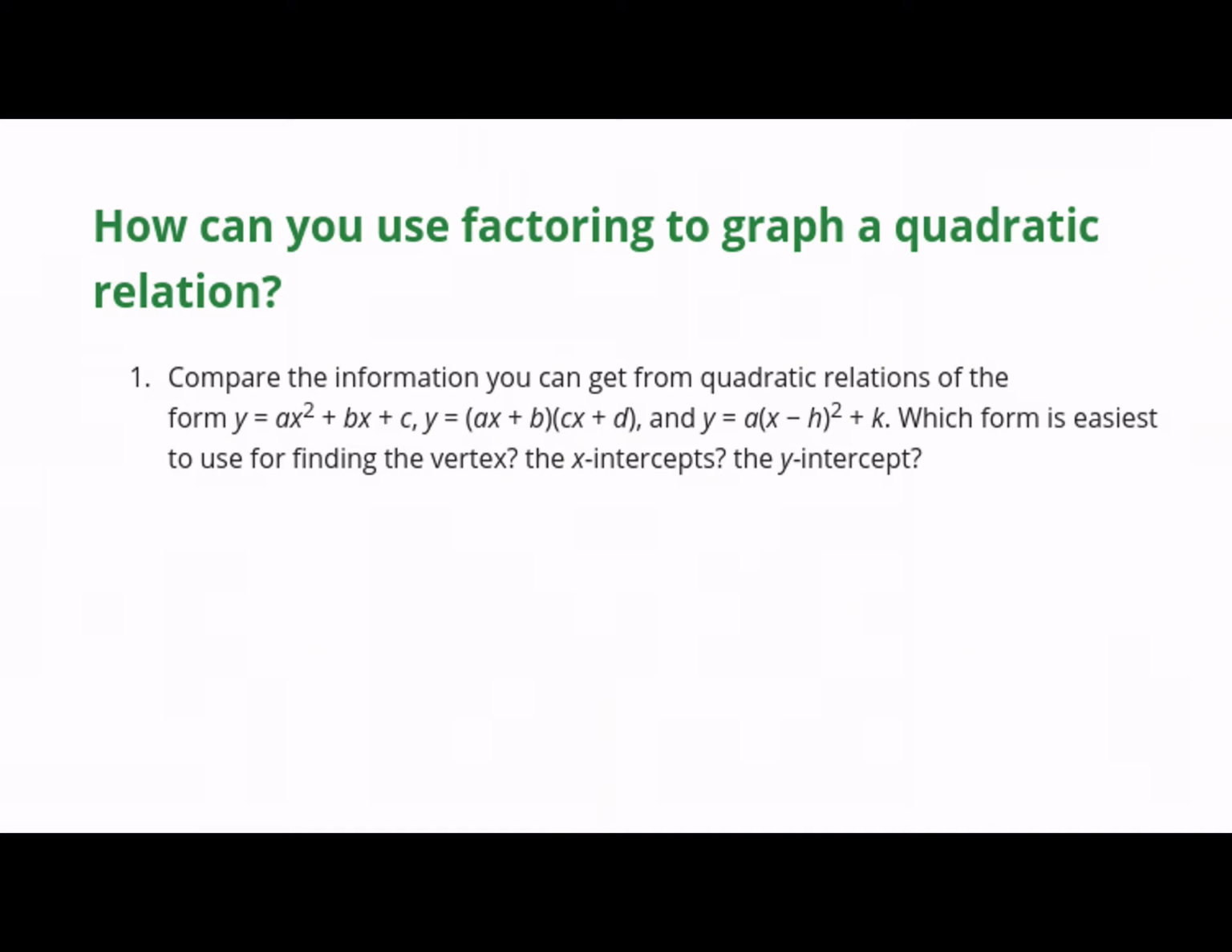So we want to compare the information you can get from quadratic relations from the form y equals ax squared plus bx plus c, y equals (ax plus b)(cx plus d), and y equals a(x minus h) all squared plus k. So which is the easiest form to find the vertex, the x-intercepts, and the y-intercepts? So pause for a second and think about what we can find in each form.